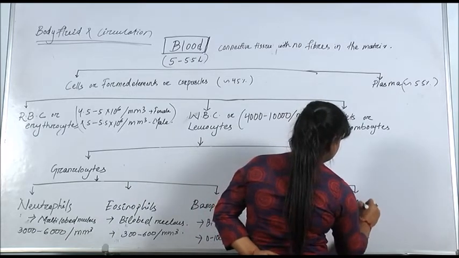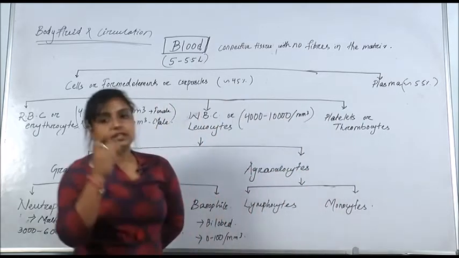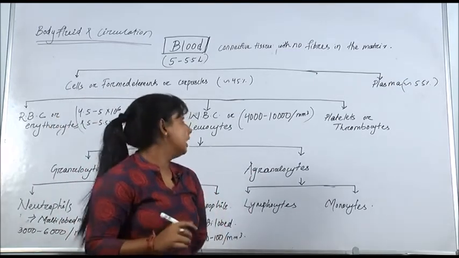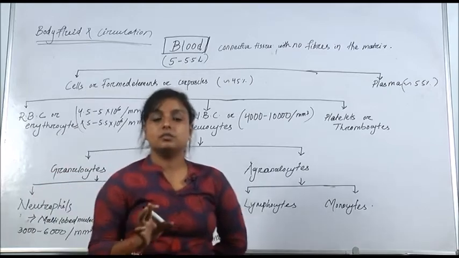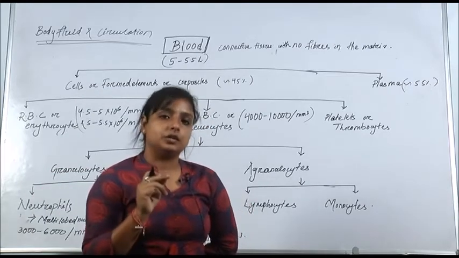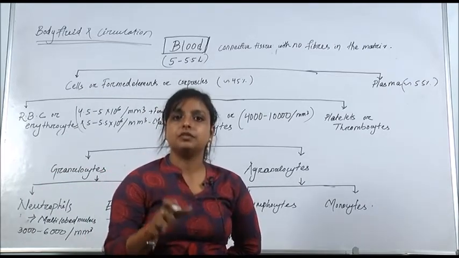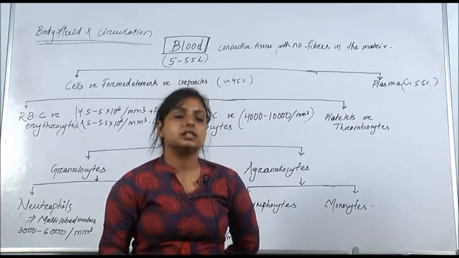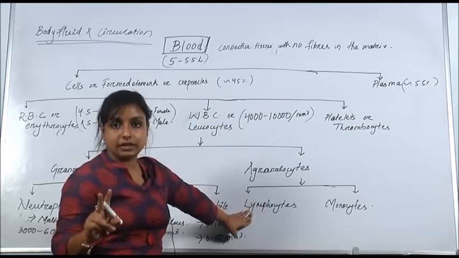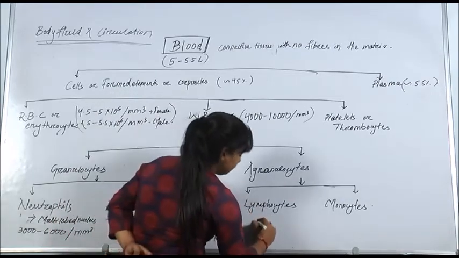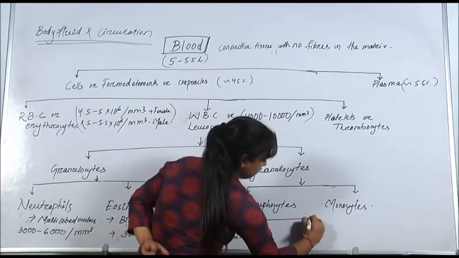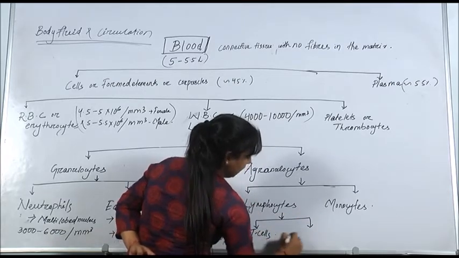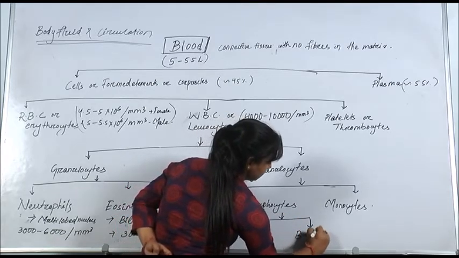Coming to the lymphocytes, lymphocytes are the main immune cells. As I have already said, the circulatory system has a function known as protection. It protects our body from different infections. So the major immune cells are the lymphocytes, which are again divided into two types: T lymphocytes or T cells and B lymphocytes or B cells.